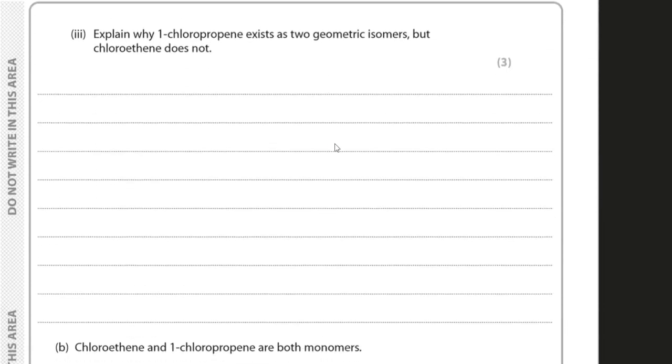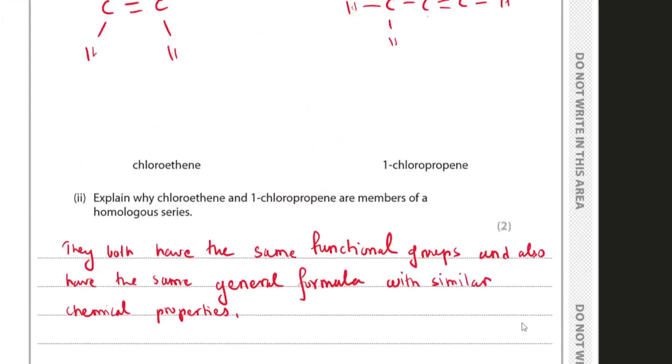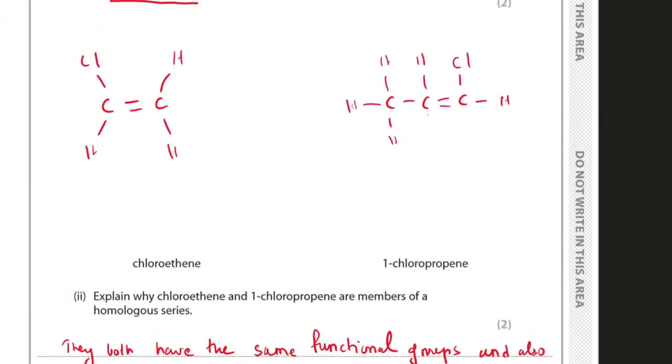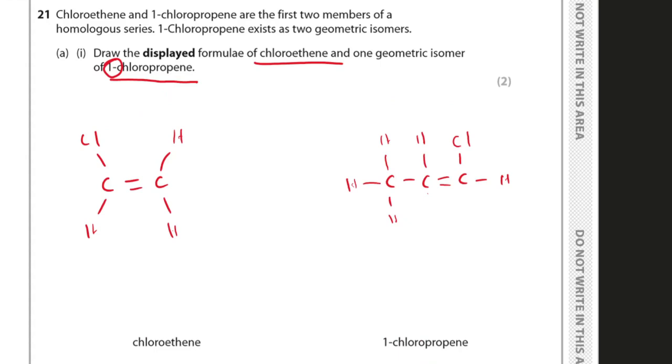Moving on, explain why 1-chloropropene exists as two geometric isomers, while chloroethene does not. Now if we analyze both of the compounds down here, we can clearly see that both of them consist of the alkene functional group, so there is restricted rotation in both of the compounds, meaning that the groups which are connected to the carbon are kind of distinct to each compound. They're not going to interchange with each other.